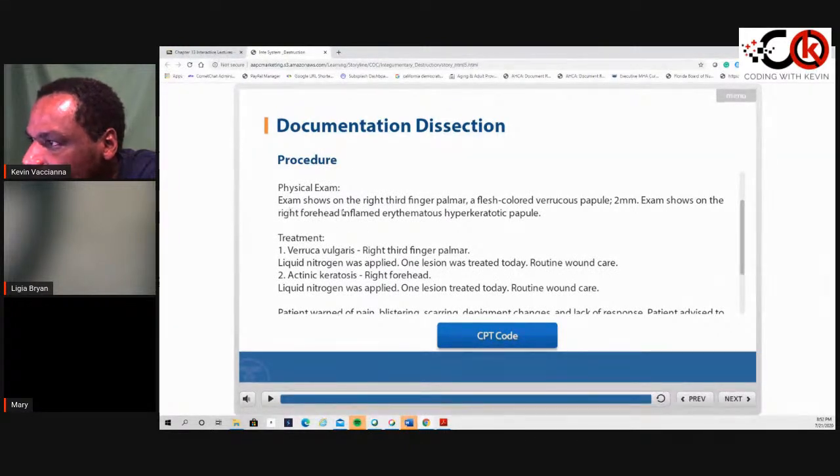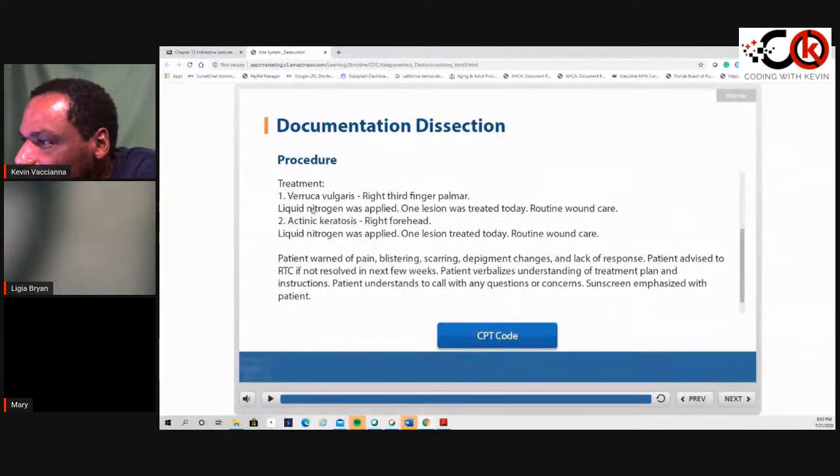The exam shows on the right third finger palmar a flesh-colored verrucous papule, 2 millimeters. Exam shows on the right forehead inflamed erythematous hyperkeratotic papule. Treatment: Verruca vulgaris, right third finger palmar. Liquid nitrogen was applied. 1 lesion was treated today. Routine wound care. Actinic keratosis on the right forehead.